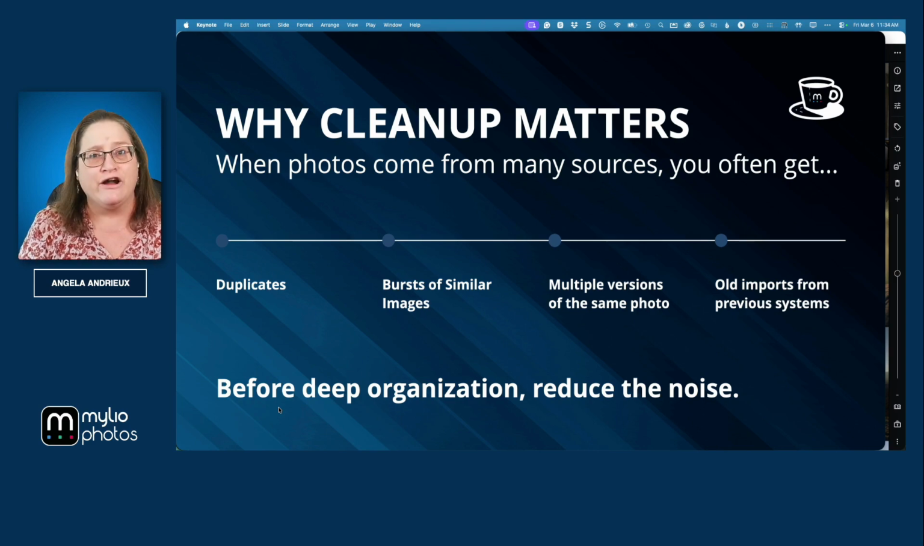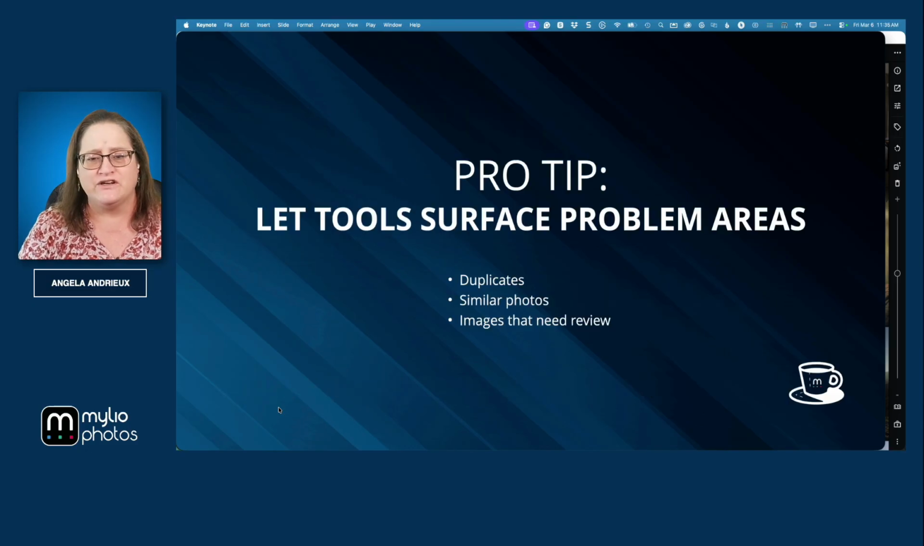A lot of us that are into photo organization, even if you failed at it before, probably have different sets of information where you've tried to get organized over the years. So before you get into deep reorganization and moving around files, what I suggest is reducing the noise. In Mylio Photos, we have a lot of different tools that help you surface problem areas. Things like photo dedupe, photo declutter for finding similar photos, quick review for images that need review, and quick collections that surface some of these things that need attention. Let these tools surface your problem areas.